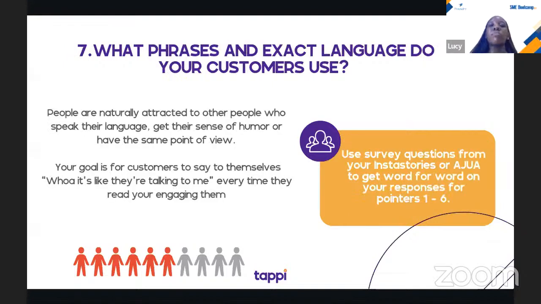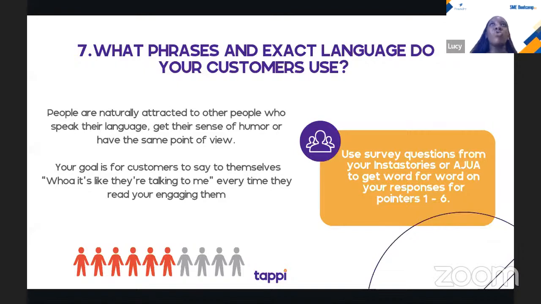And then what phrases and exact language do your customers use? Again, back to who is your customer. If your customer does not understand Pidgin, why are you communicating to them using Pidgin, right? But if they speak Pidgin, if Pidgin is what they understand, if Pidgin is the emotion that they relate to, it's the tone that they like, right? Then use Pidgin for their communication, right? So speak to your customers in the language that they use.